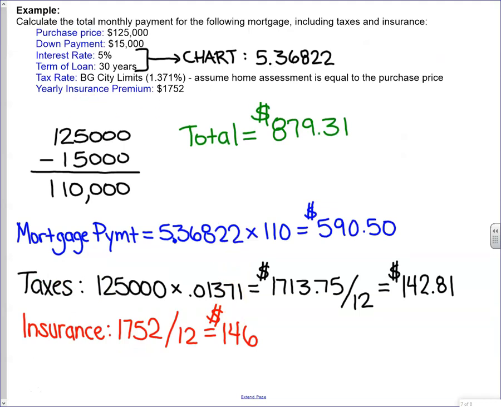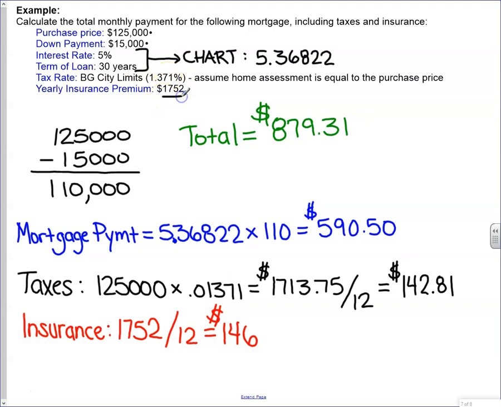So this example is going to be pretty similar to what your mortgage project will be like. We've got the purchase price of a house. We have a down payment. We have our interest rate and the term of the loan. This house is in the city limits, so we are going to use the tax rate for the city limits. And it says assume that the home assessment is equal to the purchase price. That's not always true, but we're going to assume that we bought the house for $125,000, and that's also what it's worth. So that's what our tax is going to be based off of.